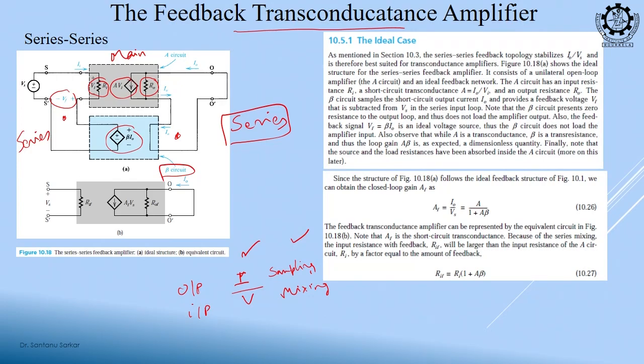Okay. So, now can you tell me, gain we already know, closed loop gain should be reduced by A by 1 plus A beta, that we already discussed, right. Now, in this series my input impedance is larger. Okay.